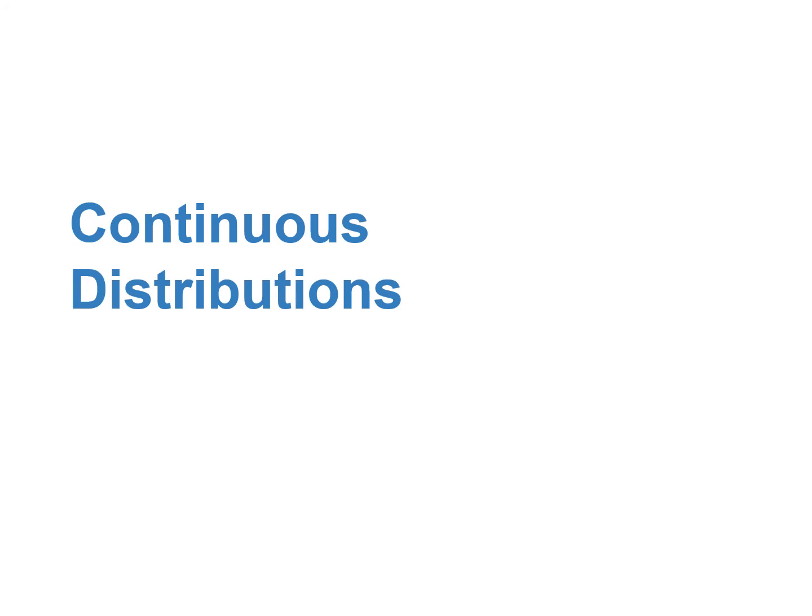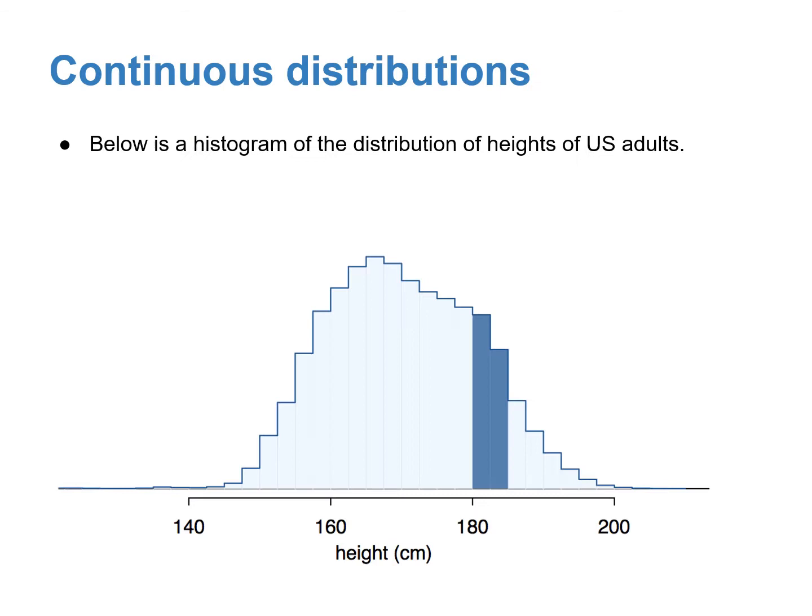This video is going to give a really quick introduction to the idea of continuous distributions, which are covered in Chapter 3, Section 5. Height in centimeters is shown in this histogram for US adults.